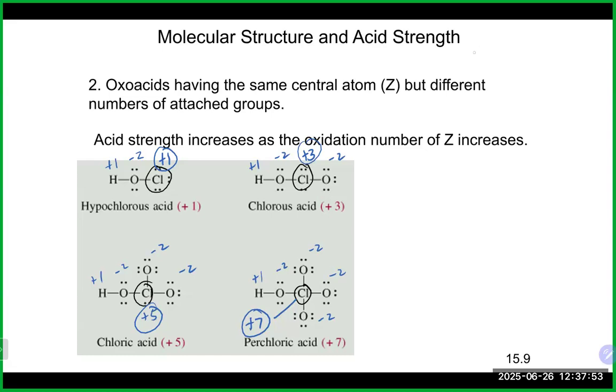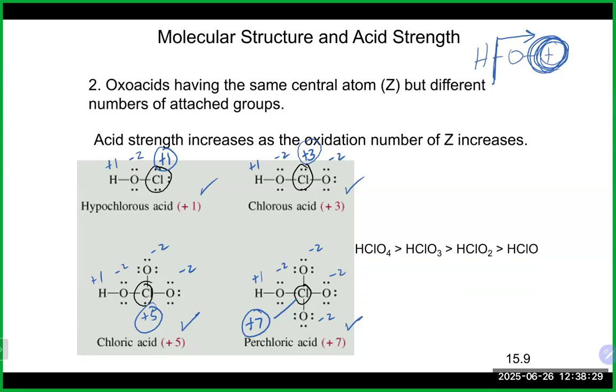Once again, we have that weakened OH bond because it's polar to begin with. So the idea here is the greater the positive oxidation state, that is going to suck the electrons closer in and once again weaken that bond more than somebody with a smaller positive charge or oxidation state. So in terms of strength, this one would be our strongest at +7. Next would be our +5, then +3, and our weakest of the bunch here would be the one that's only pulling the electrons in with a +1 attraction in terms of their acids.